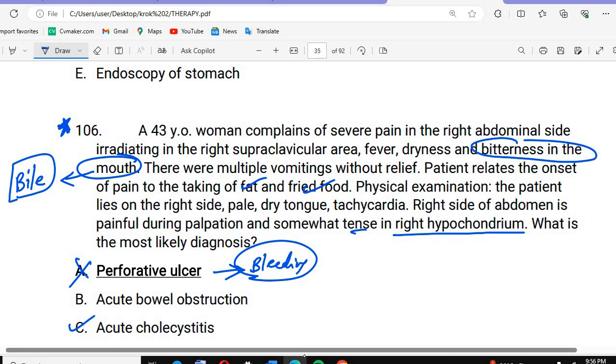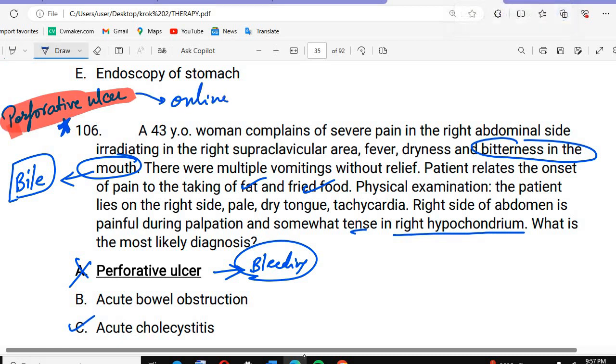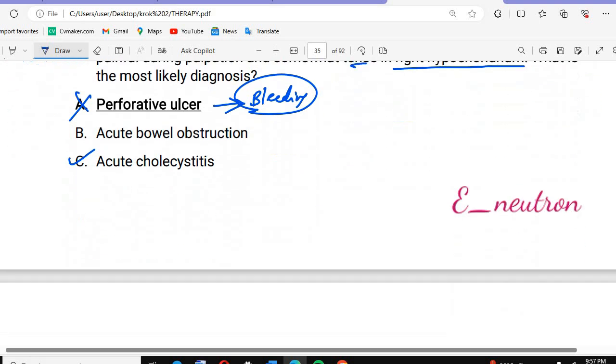For online exams you can go for perforative ulcers, but for offline exams, don't go for the perforative ulcers. First we need to confirm, maybe something is missing in these questions. So if the perforative ulcer is given on the test center website, then only for online exams, choose the perforative ulcers. Okay, let's see the rest and what happens.